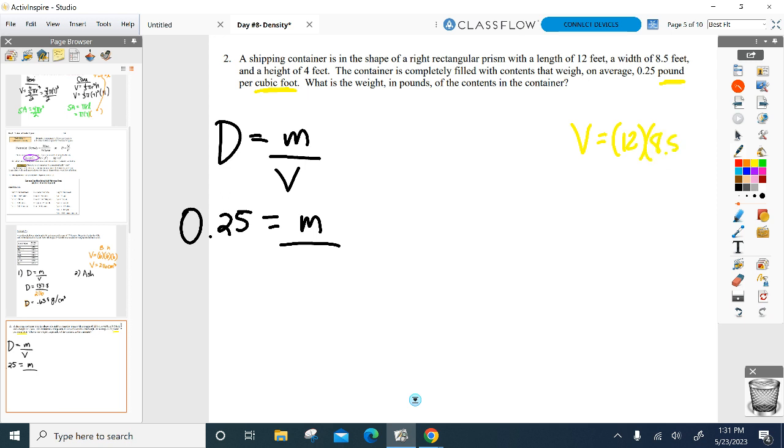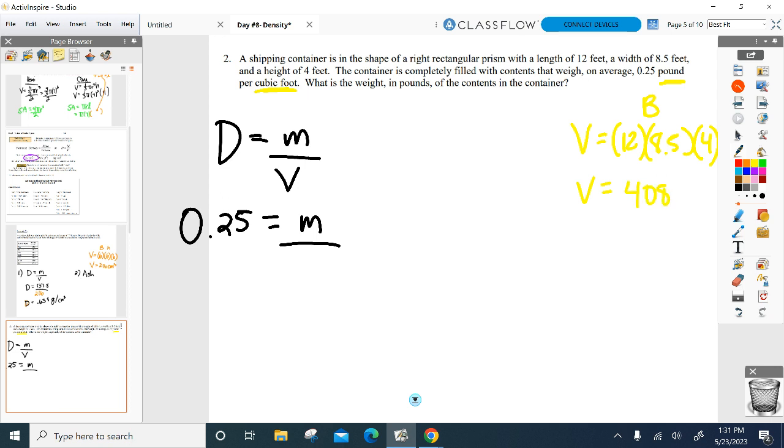12 by 8.5. Stop. Everybody, that's capital B. Again, I'm just using my formula sheet. And then the height, Brody? 4. There you go. So I find the volume. What's that? 100? Nope, that's the answer. 408.